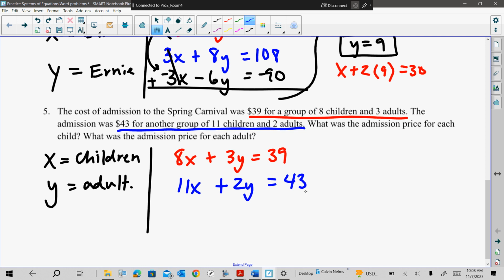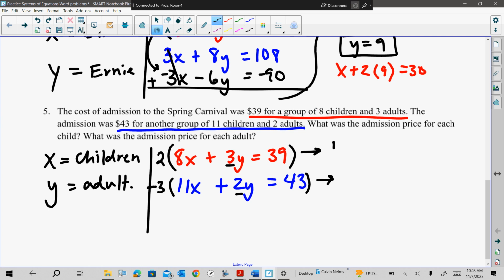To do elimination, you're going to have to multiply both equations. To me, the easiest variable to eliminate, the smallest one, would be the y's. Which means we need to multiply the top equation by 2 to make the y 6y, and the bottom equation by a negative 3.